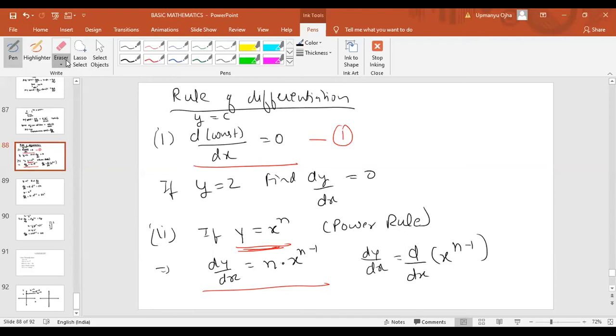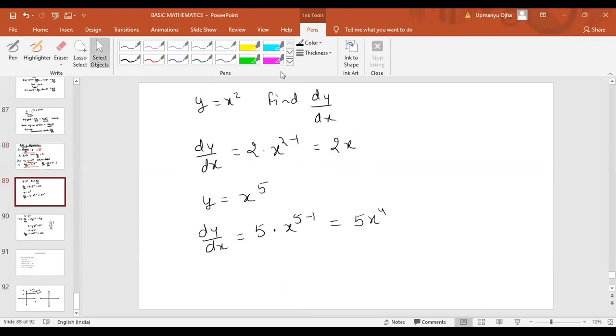Wait. See, basically what we are doing: if y is a function of x power n, then how to write dy by dx? First write d by dx, then write the function y. Function y is x power n. Now the differentiation of this will be n x power n minus 1. That is what we are doing here. Okay. One more thing we can say here: if y is equal to x, then what is the value of dy by dx?